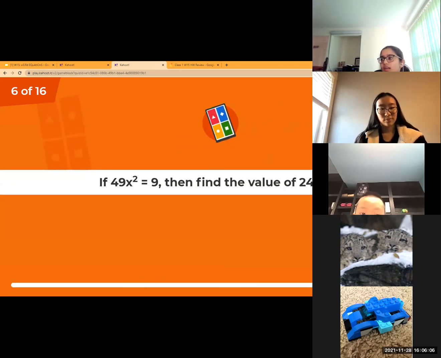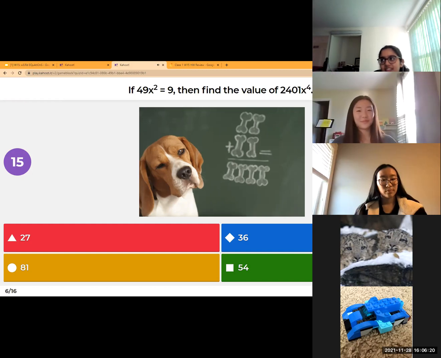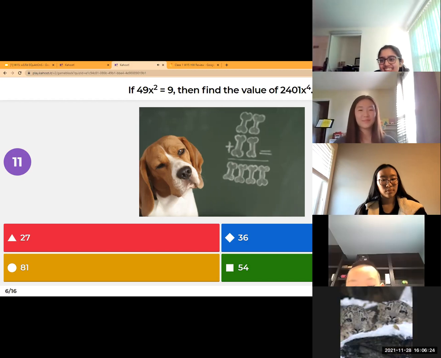Okay, 49x squared is equal to 9. We find this. What the heck? Hint, 49 squared is 2,401, I think. Big things. I've guessed every single question. It's an experiment, just like this week. Ooh.